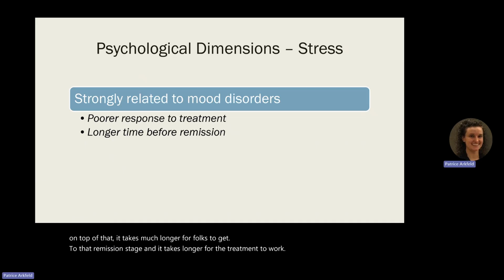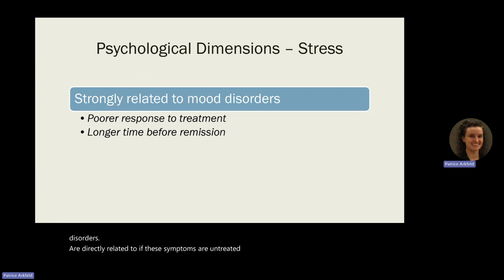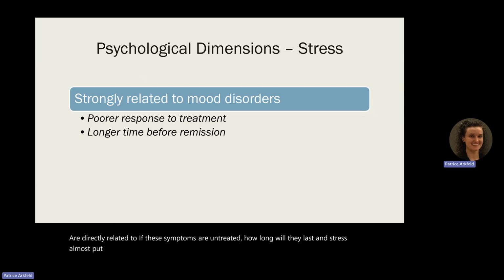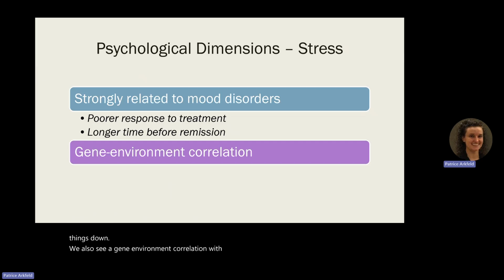Stress influences us in so many ways, and it makes the diagnoses last much longer, because all of the stats that we've been talking about with depression and bipolar related disorders are directly related to if these symptoms are untreated, how long will they last? And stress almost puts someone at a level of being untreated, even if they're in treatment, because it slows things down.